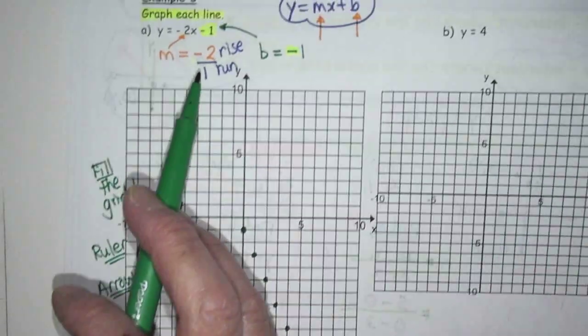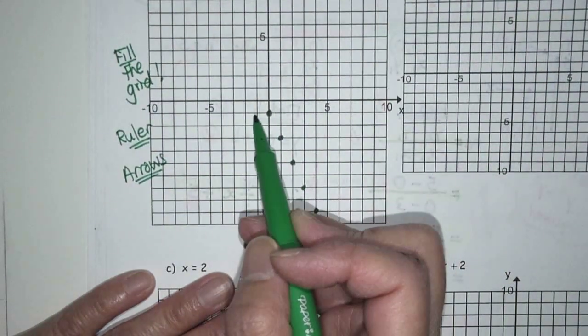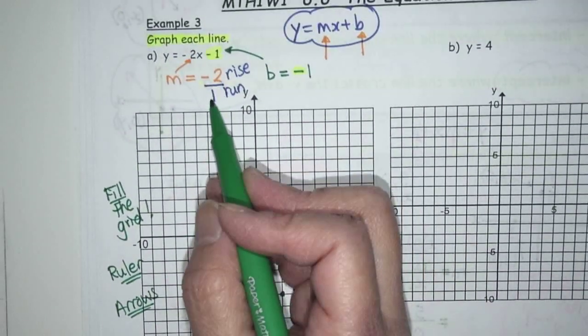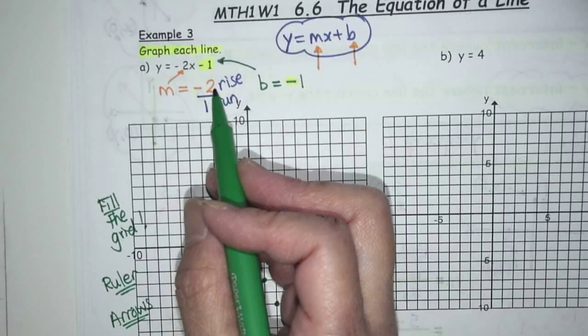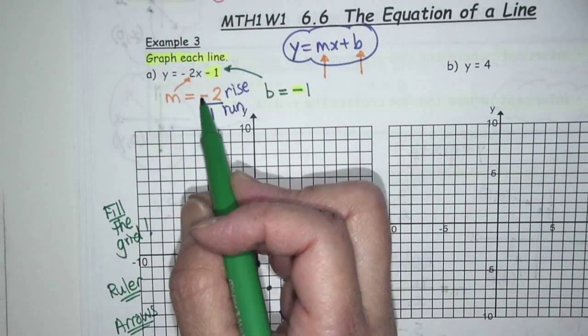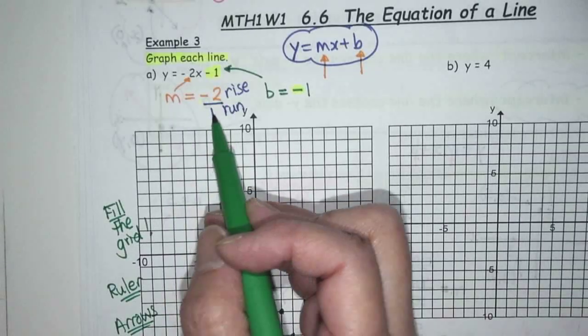So if it's -2 rise, run 1, backwards would be back 1, up 2. So that's like moving the negative to the bottom. So it'd be a negative run and a positive rise. So if I move the negative to the bottom, here it's -2 over 1. If I move the negative back to the bottom, it would be a +2 and a negative run.